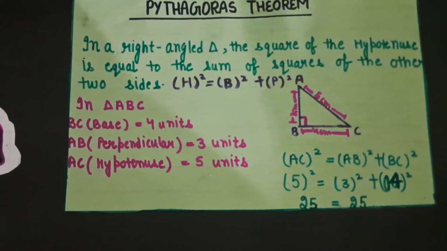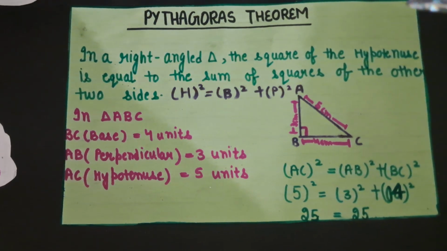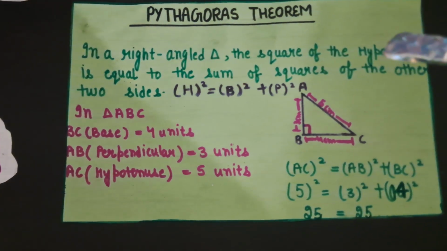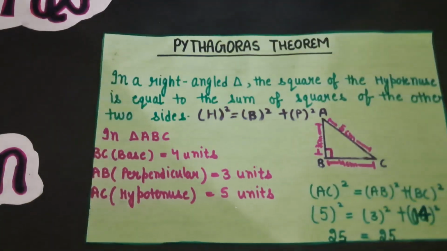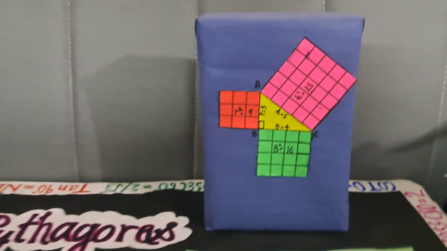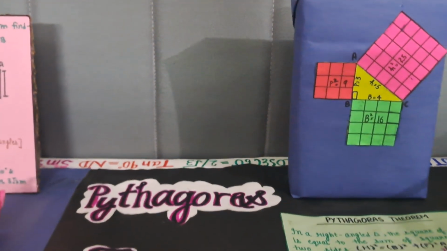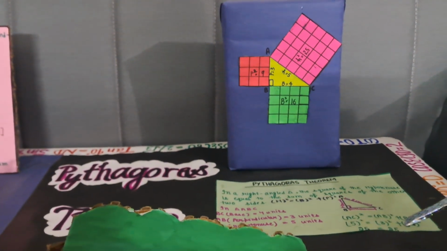So we can say that the square of the hypotenuse is equal to the sum of the squares of the perpendicular and base. Now the question arises: why is the Pythagoras theorem important in trigonometry? Because all the trigonometric ratios are based on the Pythagoras theorem. Let's have a look at our first application of trigonometry.